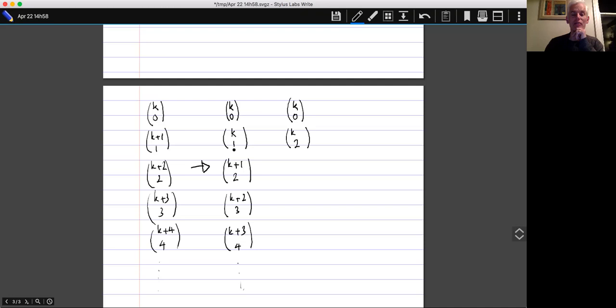Wait a minute, I'm replacing this. Sorry, I'm leaving the k choose 1 as it is. That's what's confusing me. So the k choose 1 stays as it is. And this k plus 1 choose 2 becomes this minus this. And k choose 1 plus k choose 2, that's more like it, equals k plus 1 choose 2. And then k plus 1 choose 2 plus k plus 1 choose 3 equals k plus 2 choose 3. And k plus 2 choose 3 plus k plus 2 choose 4 is k plus 3 choose 4, and so on.